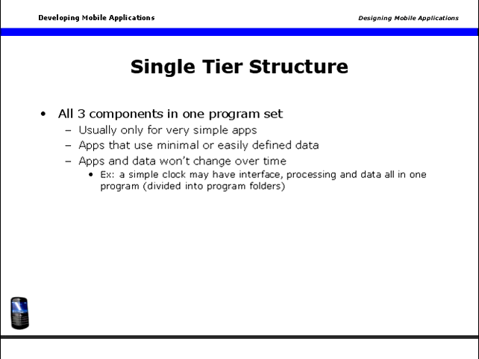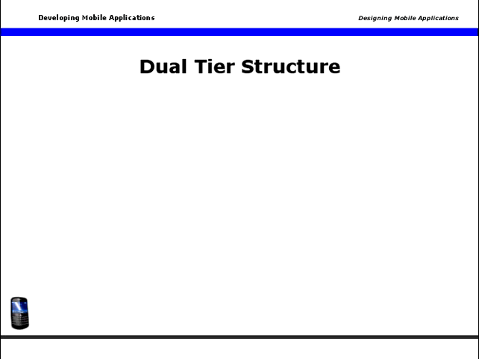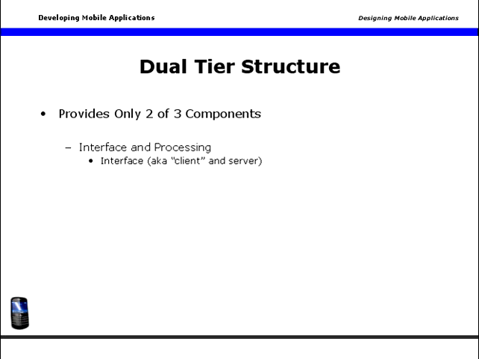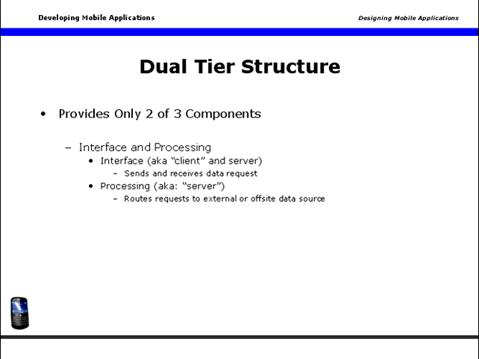A dual tier or two-tier structure provides only two of the three components. For example, a system might provide just an interface and processing capabilities, but not storage. The interface, or the client, sends and receives data requests to a processing facility or server, which routes the request to an external or off-site data source, and then routes responses back to the client.